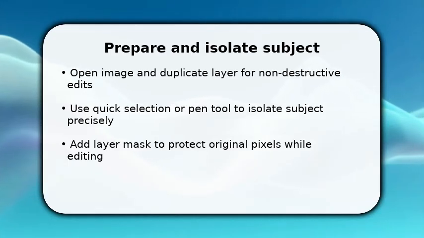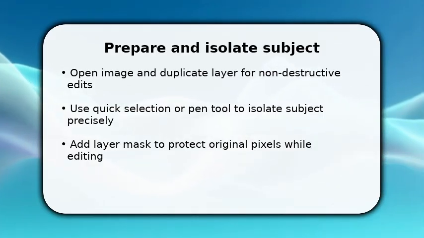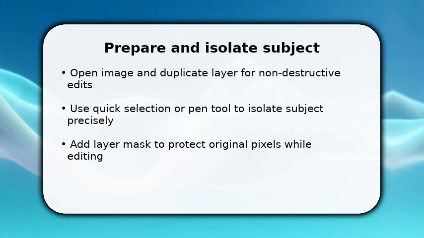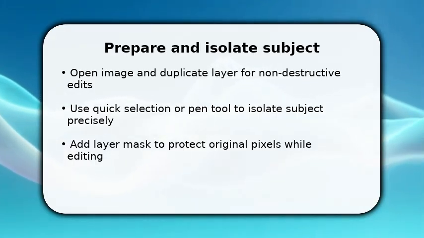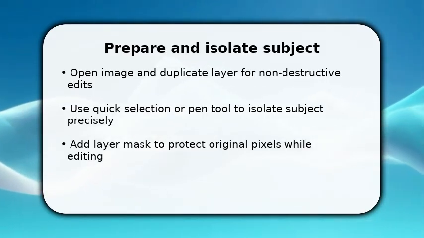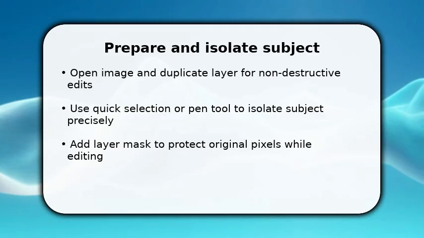You start by duplicating the background so you preserve the original. Use a selection tool, quick selection, lasso, or pen to isolate the subject carefully. Refine the mask edges with feather or radius to avoid hard halos. Once done, apply a layer mask and hide or reveal with a soft brush to perfect transitions.